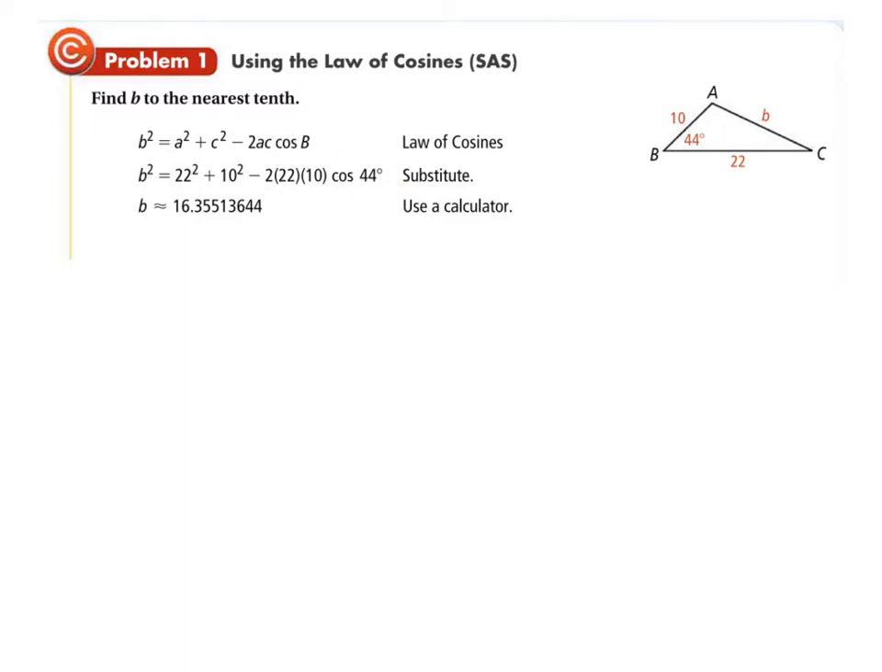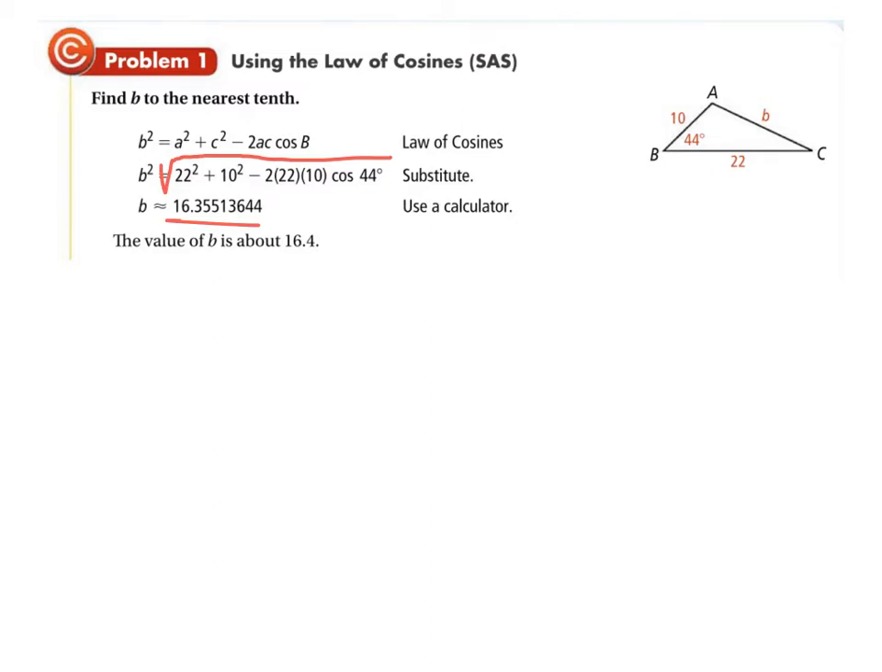So fun fact, if you're typing into your calculator and you want b directly, you could type in the square root of all of that. And it would immediately spit out what you get here, which is 16.35 something something. And since they said to the nearest tenth, that's going to be 16.4. The value of b is about 16.4. Yep. Pretty straightforward.